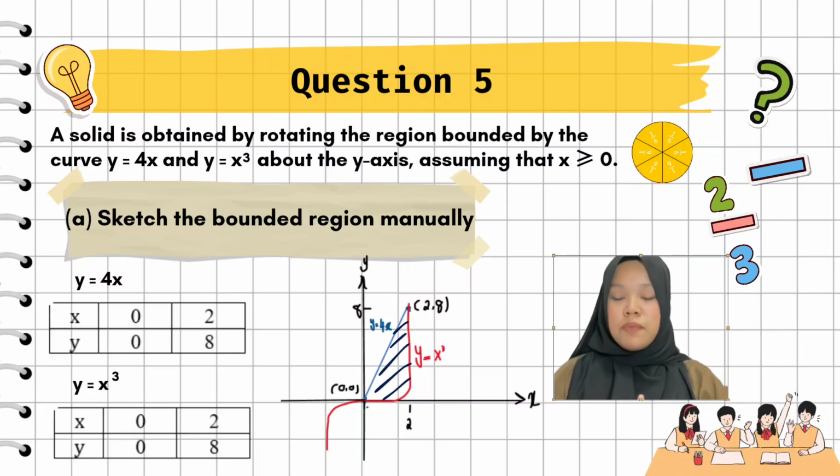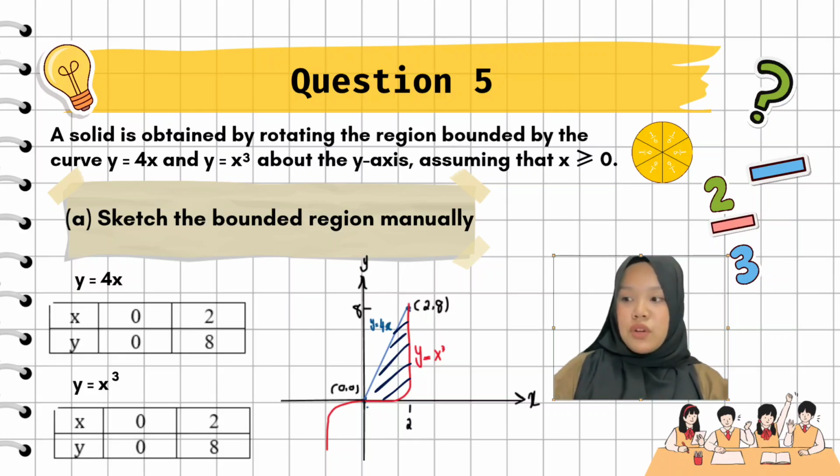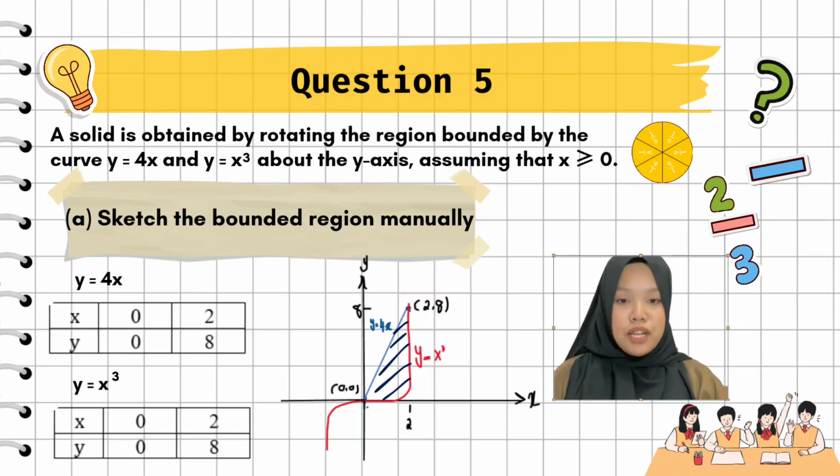Now I will explain question number 5. The question is: a solid is obtained by rotating the region bounded by the curves y equals 4x and y equals x^3 about the y-axis, assume that x is more than or equal to 0. So the first question is to sketch the bounded region manually.